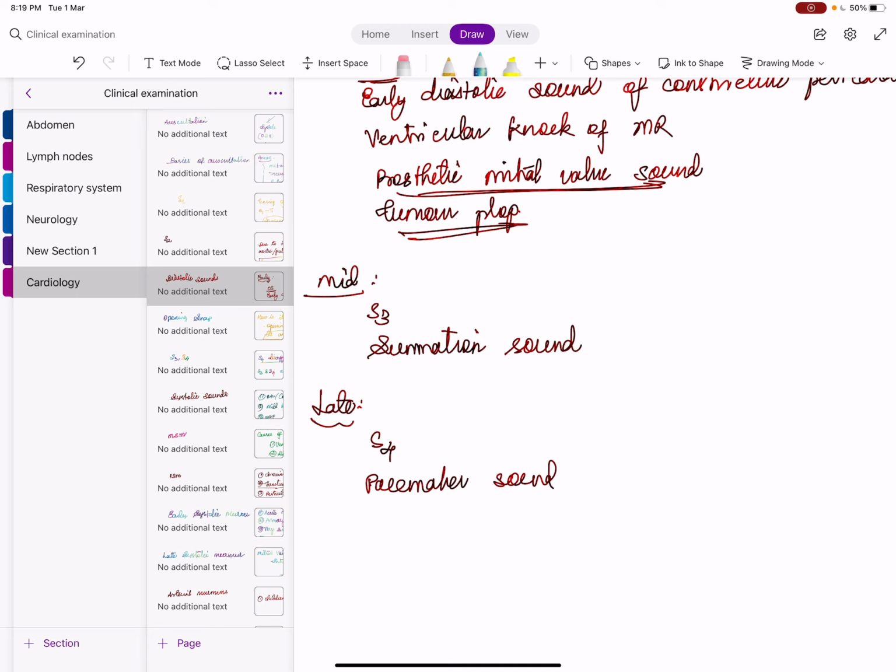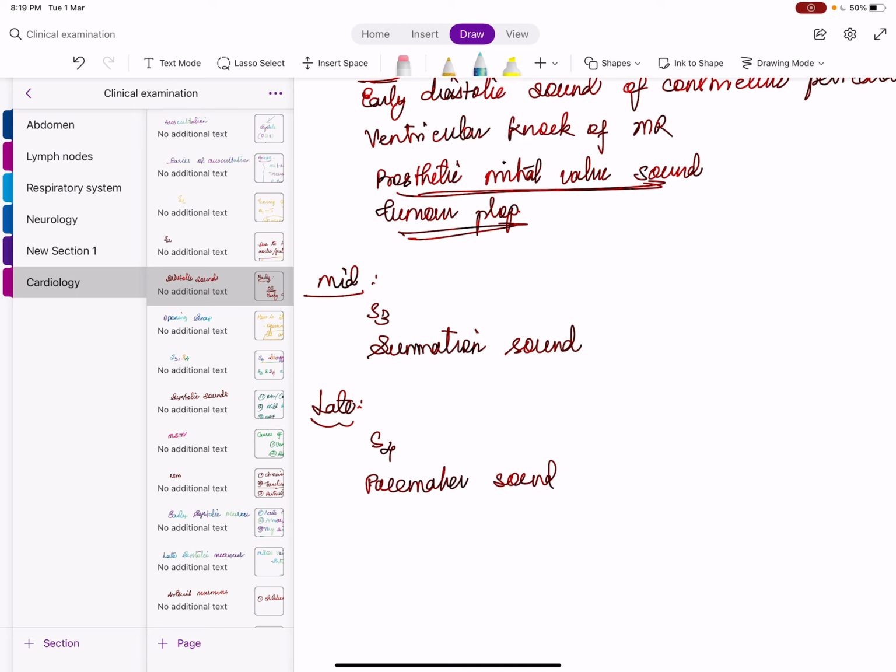Opening snap is a diastolic sound. I told you the events, right? S1 is there, S2 is there. S2 is mainly A2 followed by P2. The first diastolic sound will be the opening snap. The problem always comes when you hear a third sound. If you are hearing three sounds in one person, the first is S1, the second sound is X1, the third sound is Y1. S1 I correlate with the pulse, so I know it is S1.